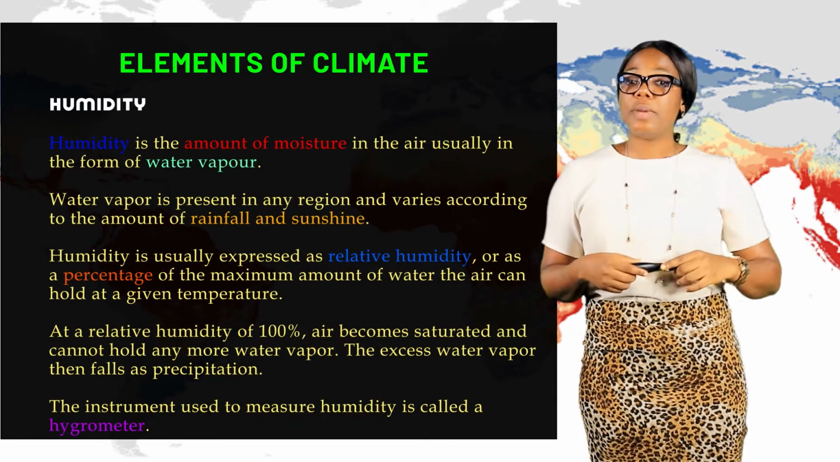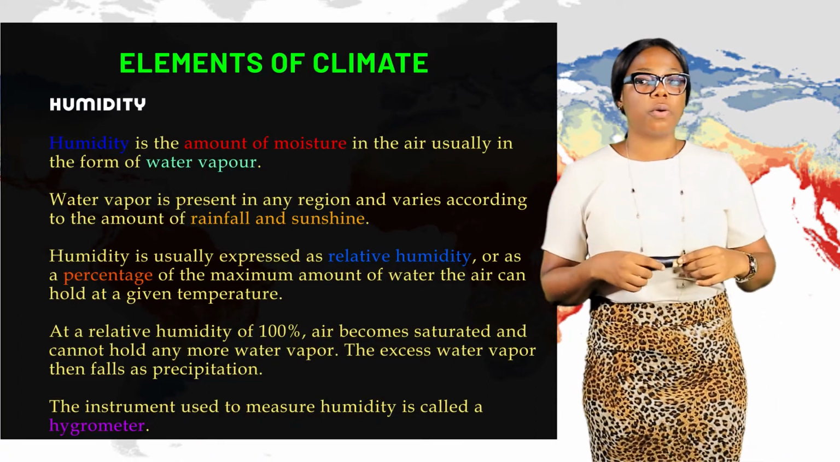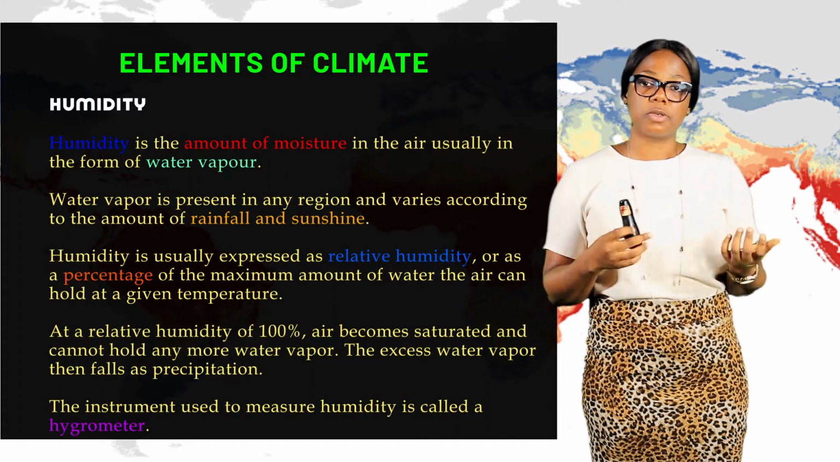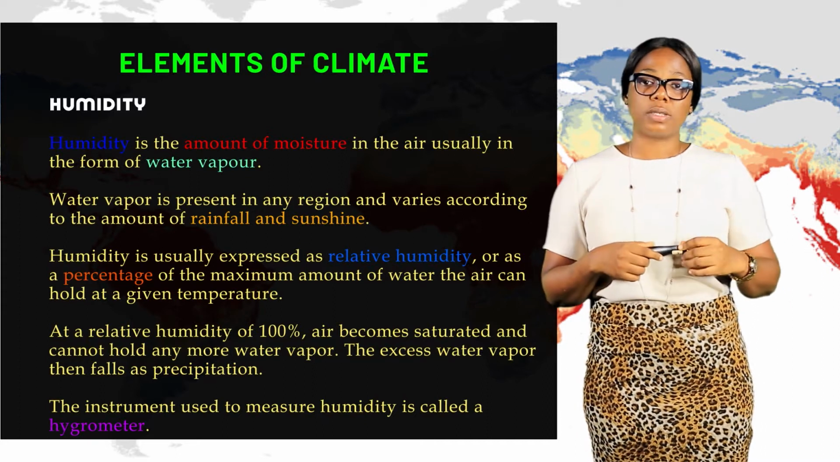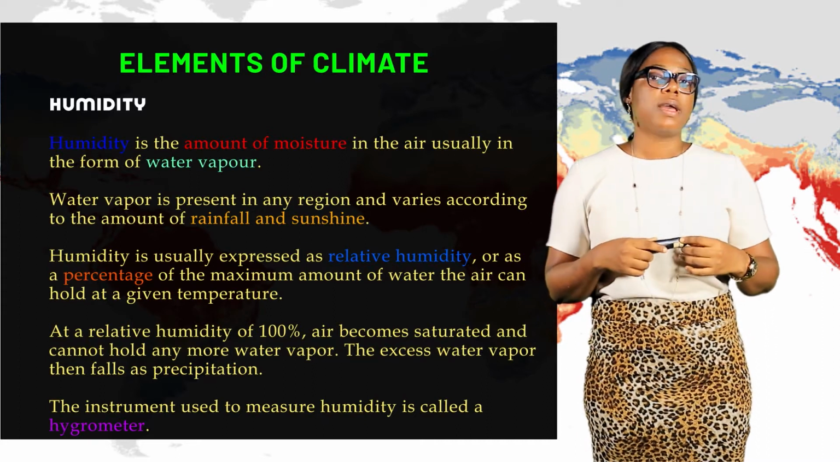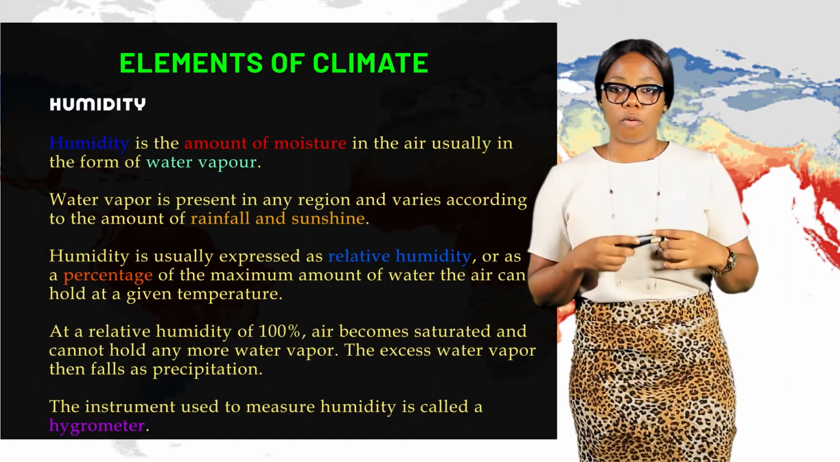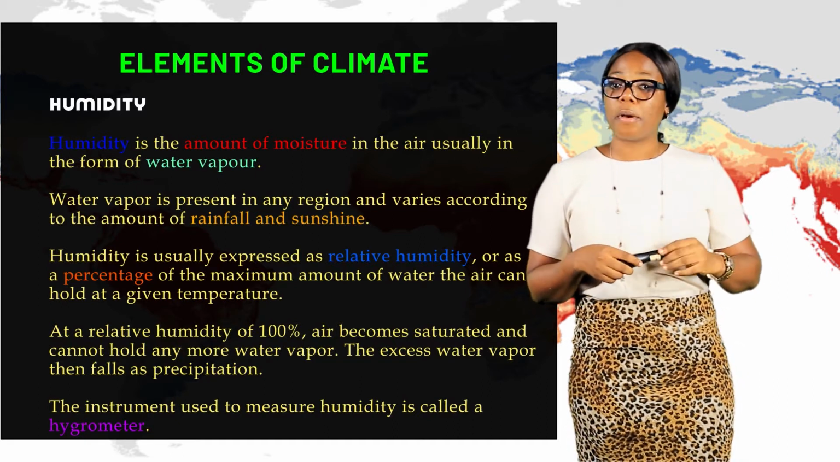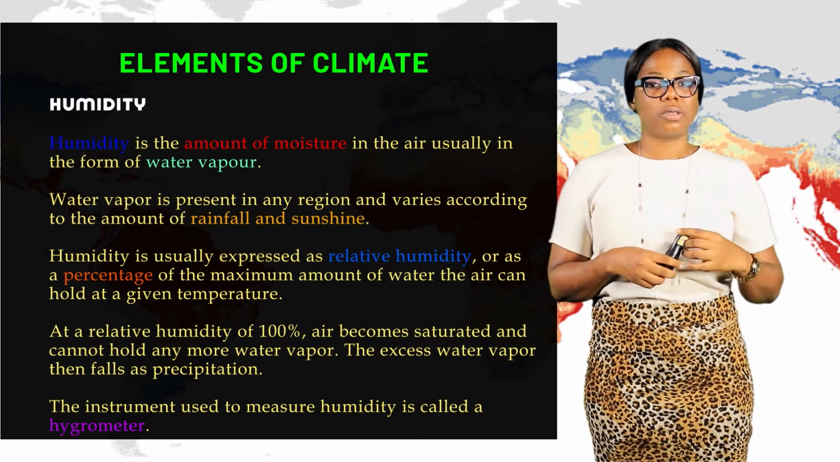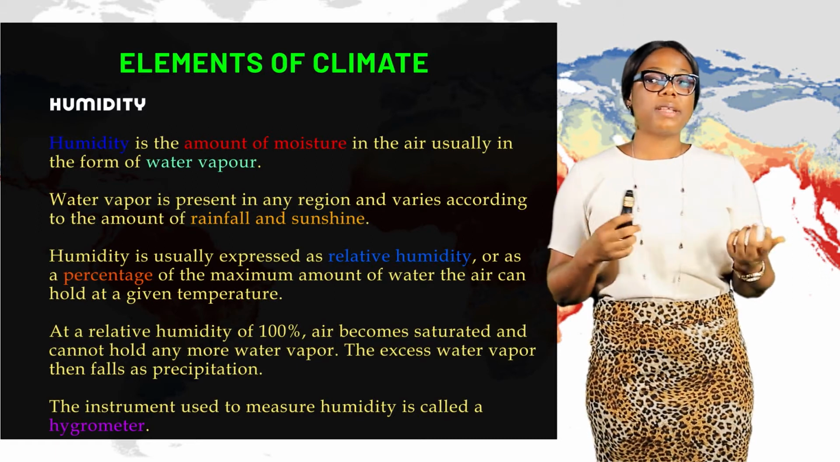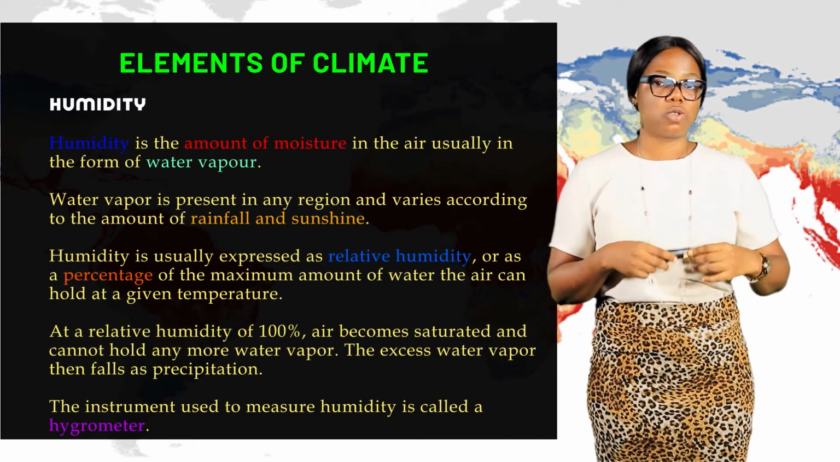Humidity. Humidity is the amount of moisture found in the air or the atmosphere. It usually occurs in the form of water vapor, that is the gaseous form of water. Water vapor is present in any region on the surface of the earth, but it depends on the amount of rainfall and sunshine.